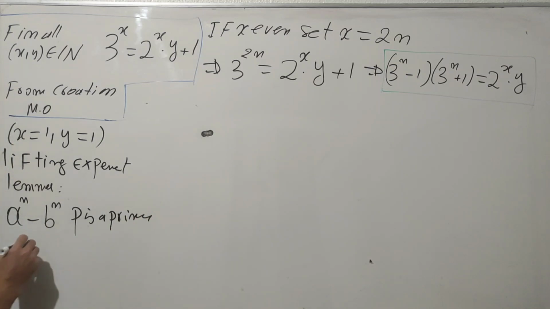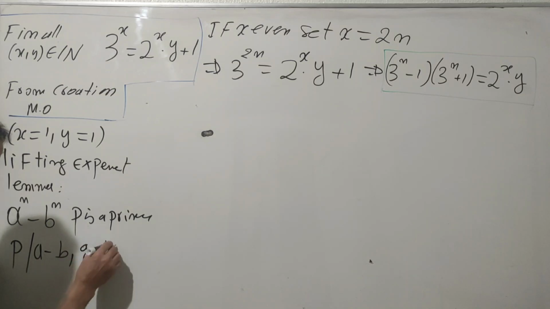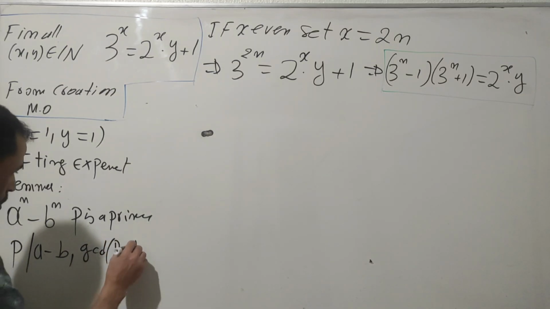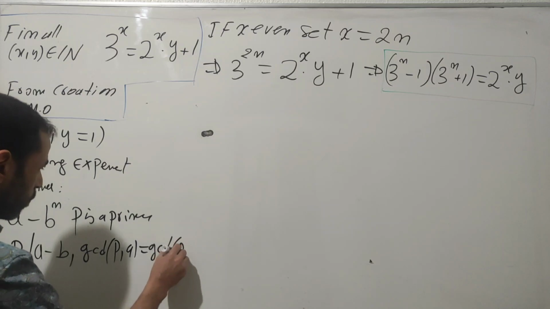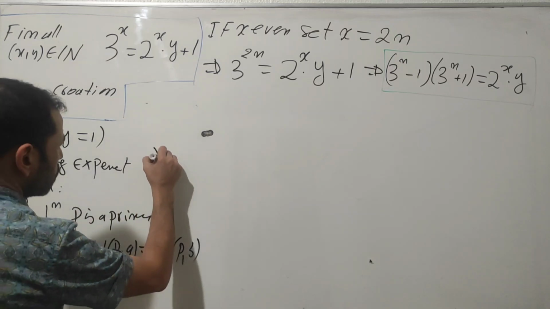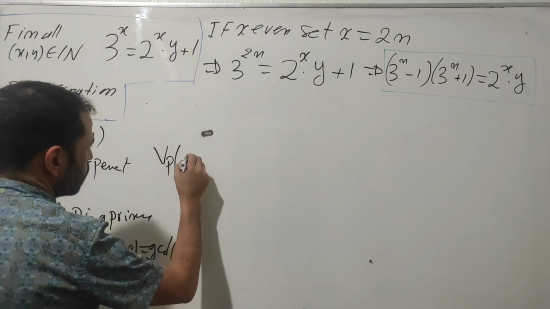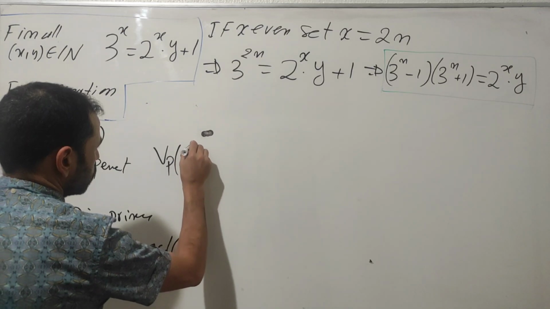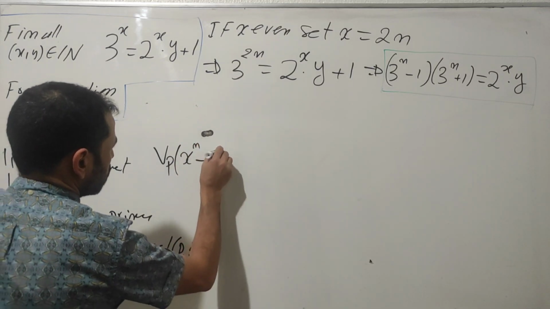Okay, so which means p is going to divide this difference, a minus b. Then GCD of p and a equals GCD of p and b, which equals 1. And then this lifting exponent is going to be written in this form: v_p of x to the n minus y to the n.